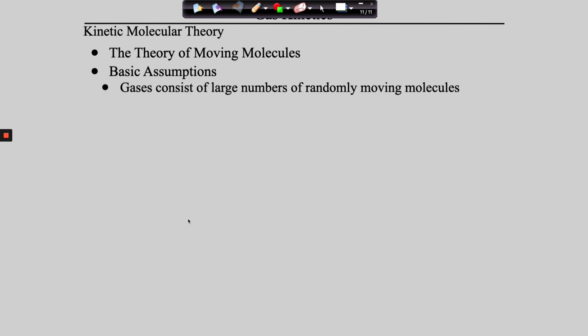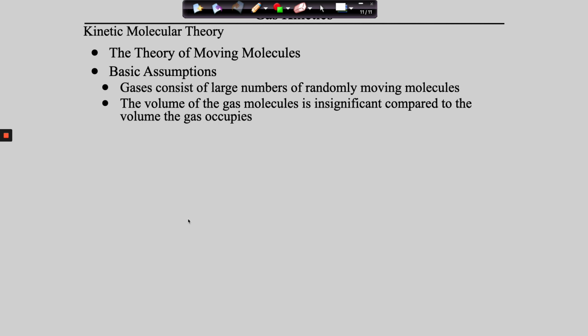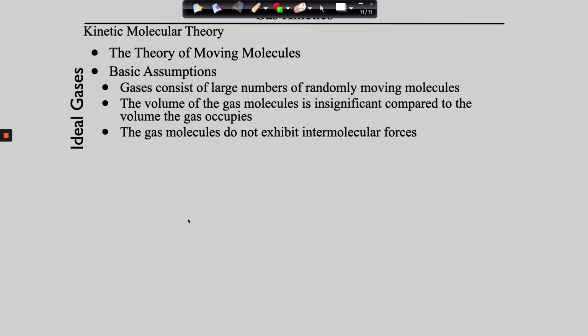So guys, these are the basic assumptions, and then we're going to talk about what we're going to do with this. So the basic assumption is this: gases have got lots of little things moving fast. And the volume of the gas molecules, hey, do you want to underline insignificant so you remember that's a word you're going to use on the test? The volume of the gas molecules is insignificant compared to the volume of the gas. And then finally, guys, the gas molecules don't exhibit intermolecular forces. They are ineffective. But guys, fundamentally, what we've just done is we've described ideal gases.